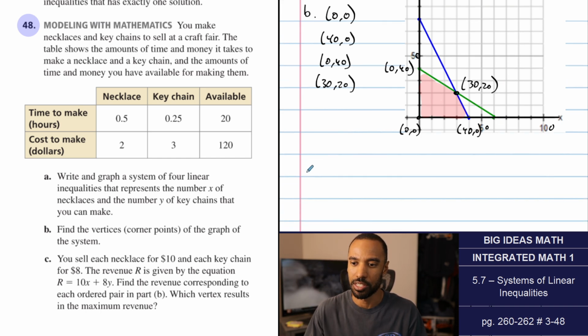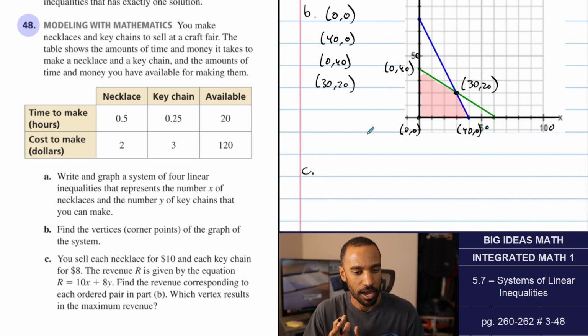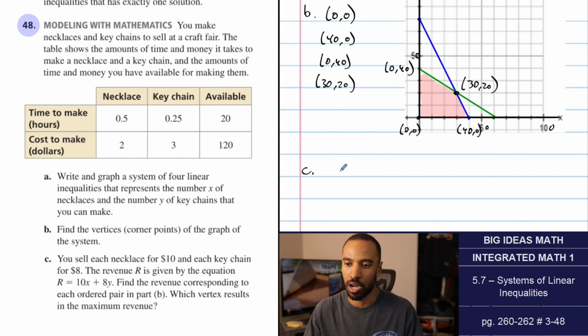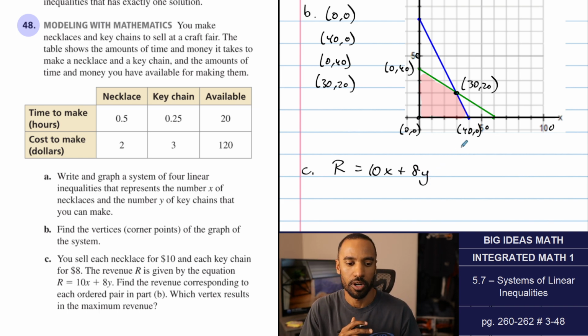Okay, this is something called linear programming. You sell each necklace for $10 and each keychain for $8. The revenue R is given by the equation R equals 10x plus 8y. This is known as an objective function. Find the revenue corresponding to each ordered pair in part B. Which vertex results in the maximum revenue?